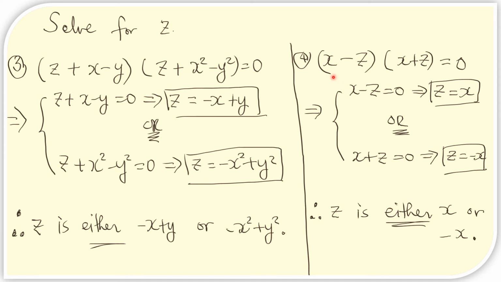For our final example, we have x minus z times x plus z equals 0. Again, we just set each factor to 0. X minus z equals 0, and if we add z to both sides, we get x equals z, and if we flip that, we get z equals x. And for this factor, we have x plus z equals 0. We subtract x from both sides, and this x will be gone, and we are left with z equals minus x. Therefore, z is either x or minus x.